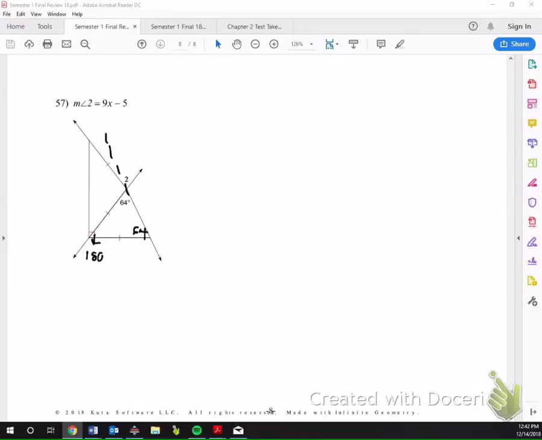Vertex angle is 180 minus 128, that's 2 times 64, or 52. If part of a right angle is 52, the other part's got to be 38. One base angle is 38, the other base angle is 38. Exterior angle equals sum of the remote interior angles, so angle 2 equals 76 degrees.